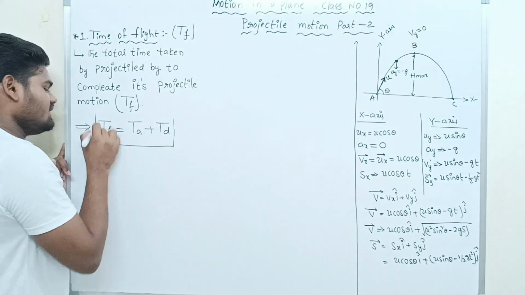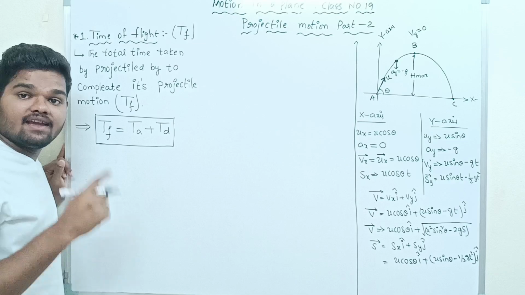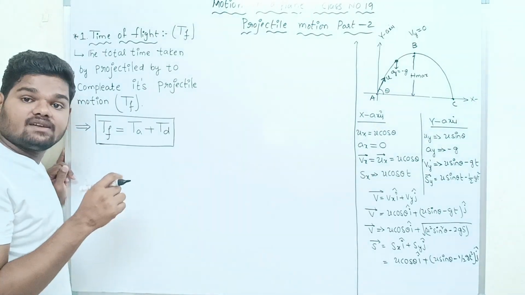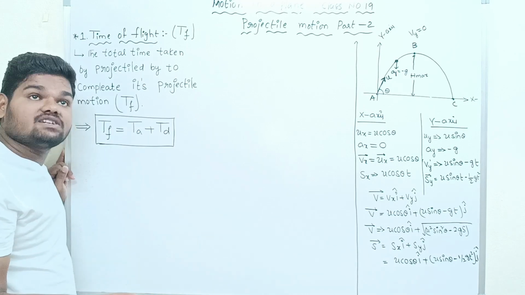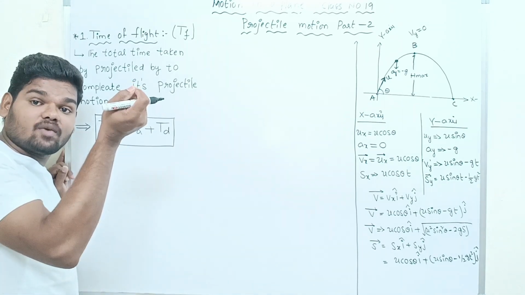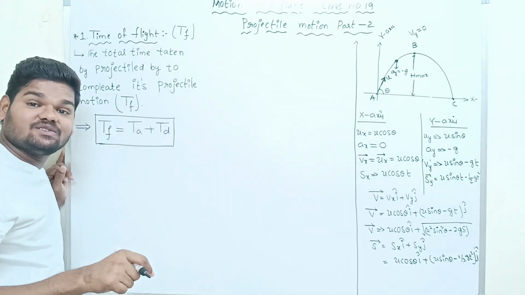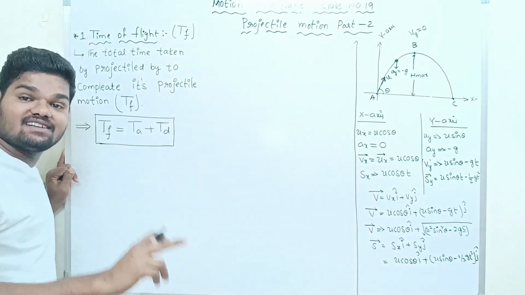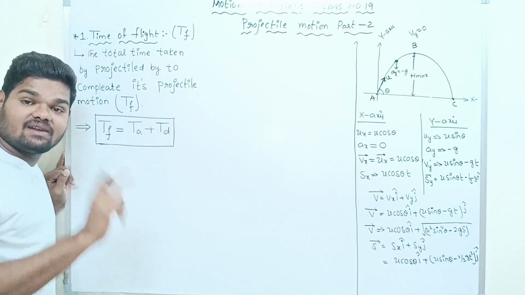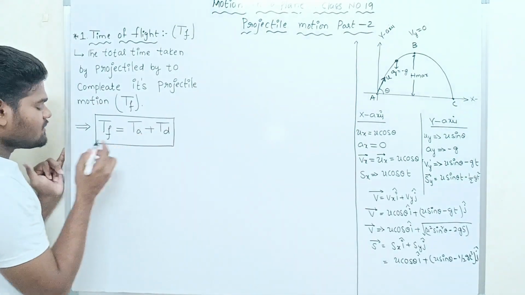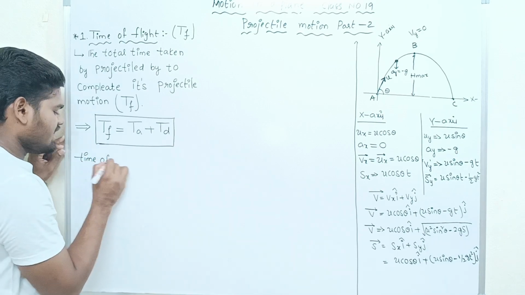Already I told you this in one dimensional motion. Okay, so in the case of a vertically projected body, what is the meaning of time of flight? The total time taken by the object to reach the maximum height from the point of projection and to reach the point of projection from the maximum height, that total time taken by the object is called what? Time of flight. So what is the meaning of time of ascent?